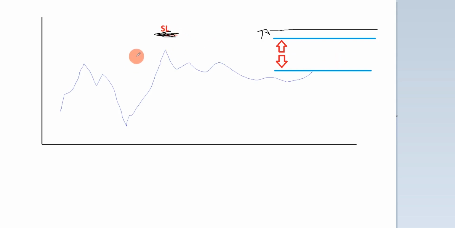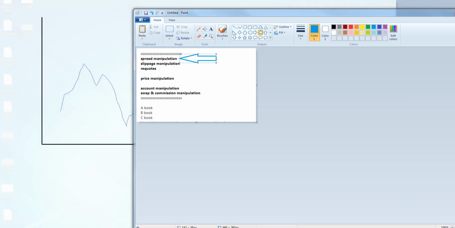Some really bad brokers, even away from the fixing during the day, will sometimes move the spread, the bid and ask, up and down in order to take clients out. Okay? It's a very unfair, nasty and possibly illegal practice by brokers.